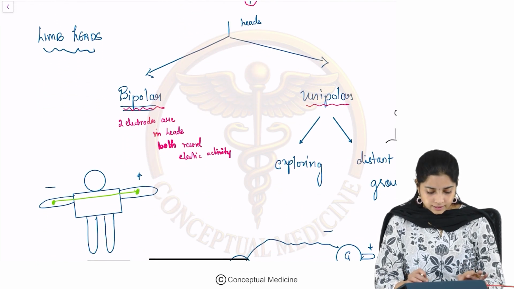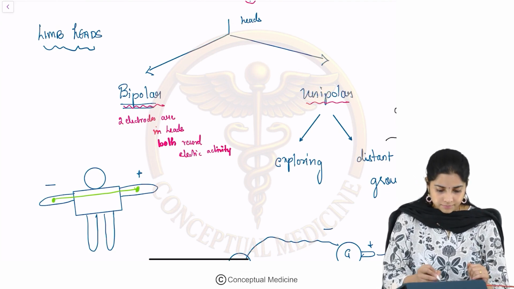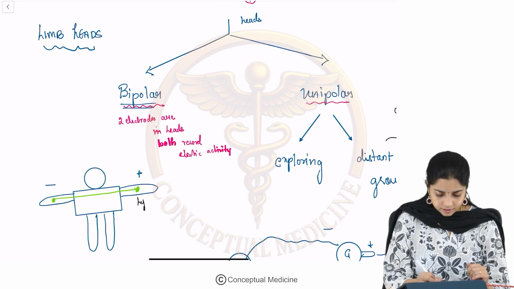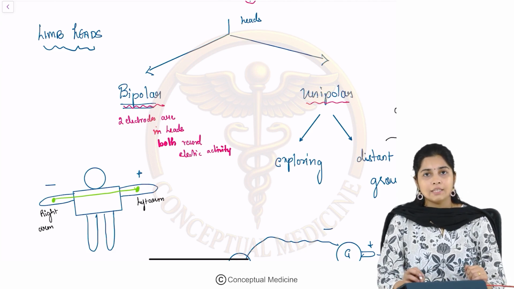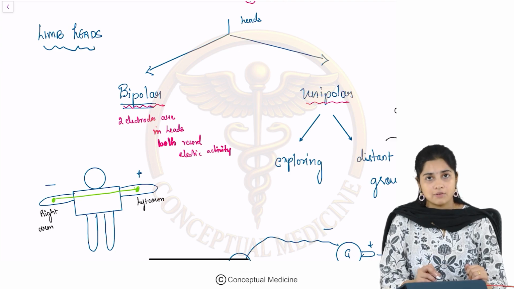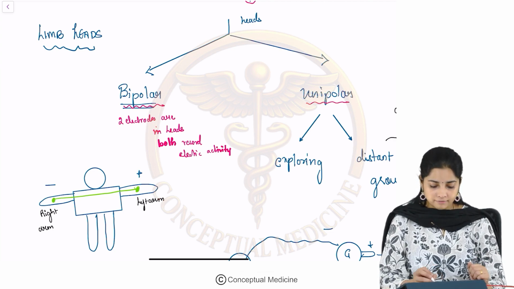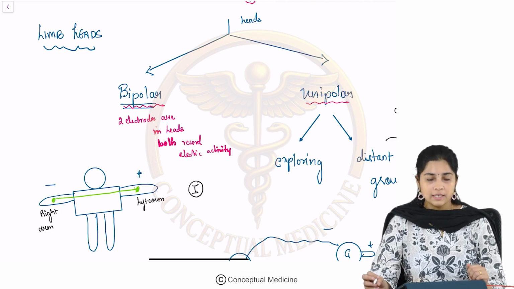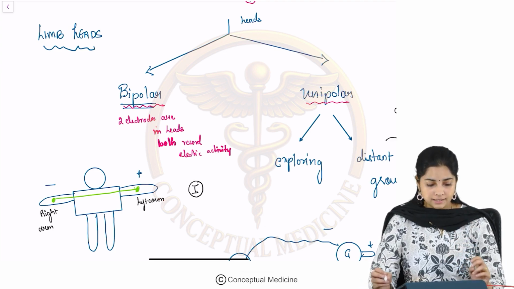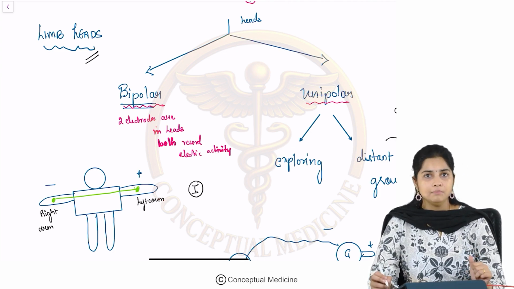Okay, so let us look at the first lead. Here the lead is constructed between the left arm and the right arm. The left arm is connected to the positive pole of the galvanometer, and the right arm is connected to the negative pole of the galvanometer, and this is what we call lead 1. These are connected to the limbs and hence they are called the limb leads, the bipolar limb leads.